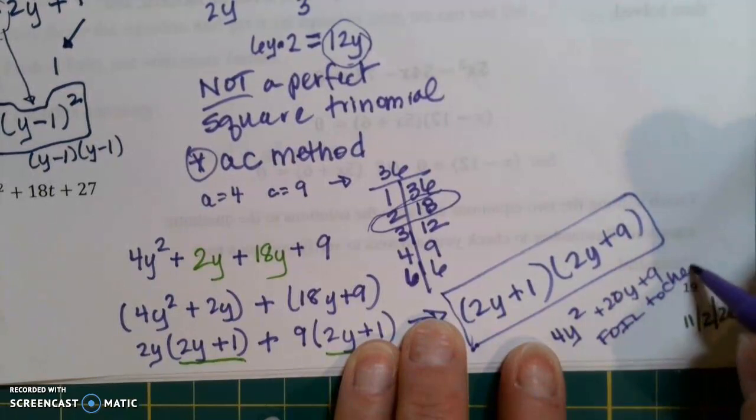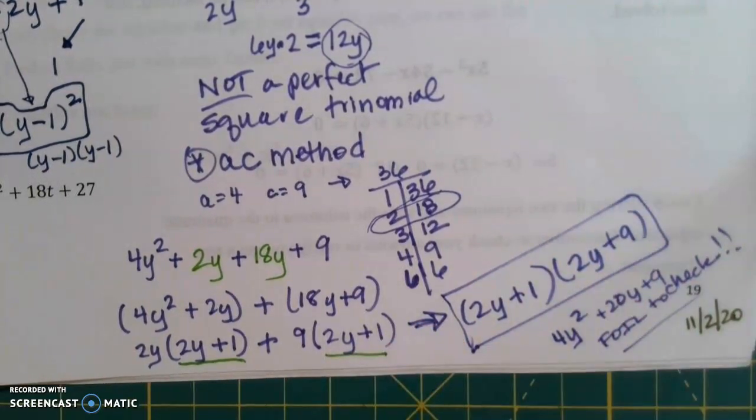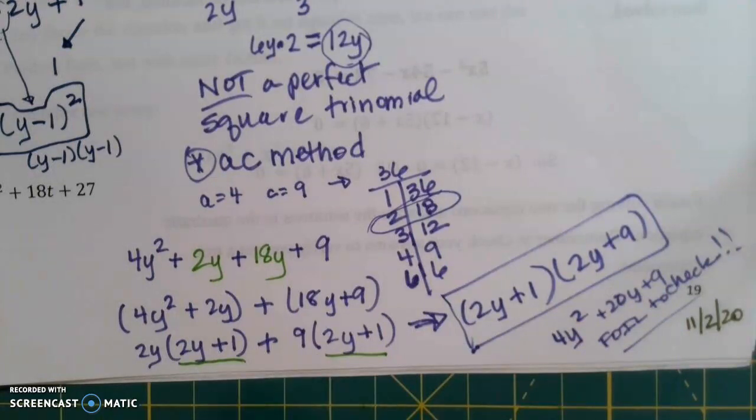FOIL to check. So take the time to do that because there's not going to be a lot of opportunity for me to give partial credit on things. So try to head off any possible mistakes before they happen.